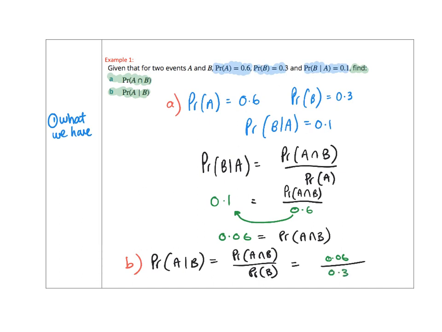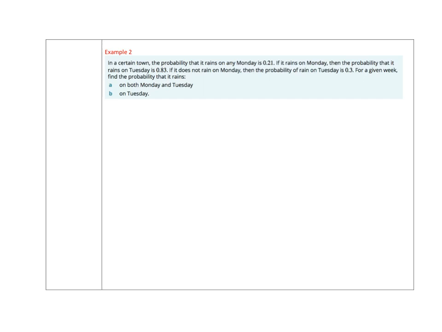It's a bit like saying 6 over 100 divided by 30 over 100, so that the hundreds would cancel. We get 6 over 30, which is 1/5. So we can evaluate that to be 1/5 or 20%. Conditional probability is also more frequently presented to us as a worded problem.